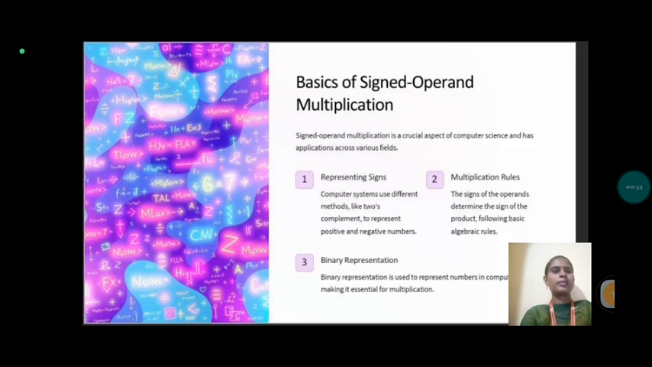Next, basics of signed operand multiplication. Signed operand multiplication is a crucial aspect of computer science and has applications across various fields. First one, representing signs. Computer systems use methods like 2's complement to represent positive or negative numbers. The second one, multiplication rules. The signs of the operands determine the sign of the product, following basic algebraic rules.